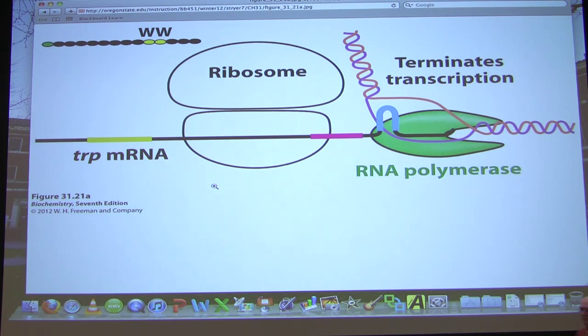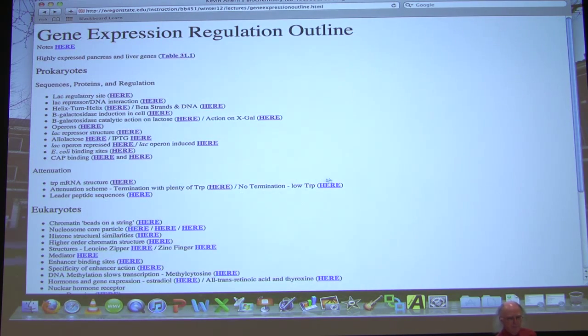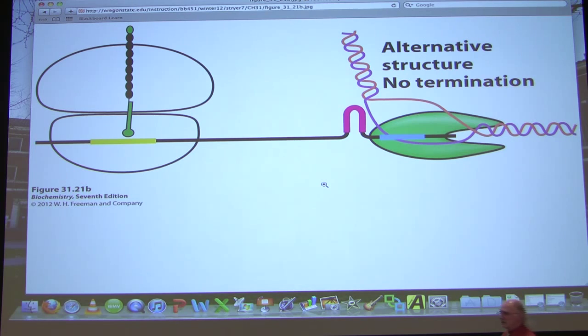Now, let's imagine what happens when there's very little tryptophan in the cell. When there's little tryptophan, the ribosome starts doing its thing, and it gets to that region where there's 2 tryptophans, and it says, where's the tryptophan? Where's the tryptophan? It's sitting there waiting. The tryptophan concentration is low.